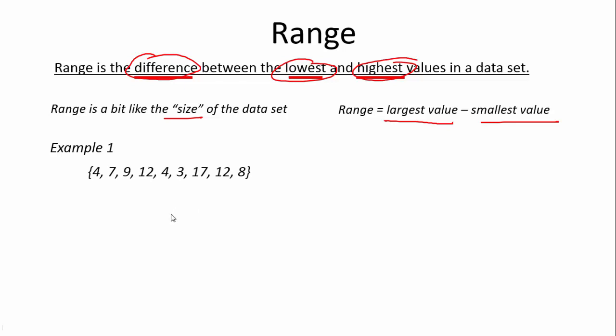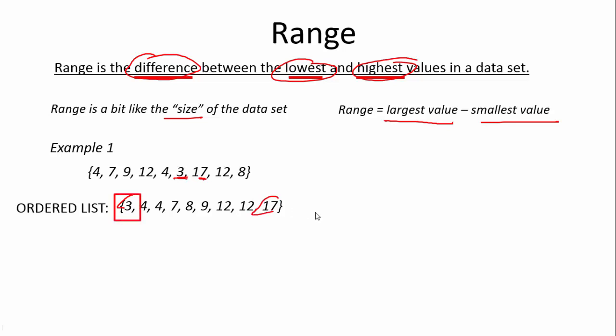We have a data set. Now we want to first put this data set in an ordered list. Now, you don't have to put it in an ordered list, but I would strongly recommend it, and it's what you must do in a test or while you're learning it. It is much easier, because then you can very easily see the highest and lowest value. So because we put this in order, we could see that 3 was the lowest and 17 was the highest. And that's what we have here, 3 and 17. So what is the range of this data set?